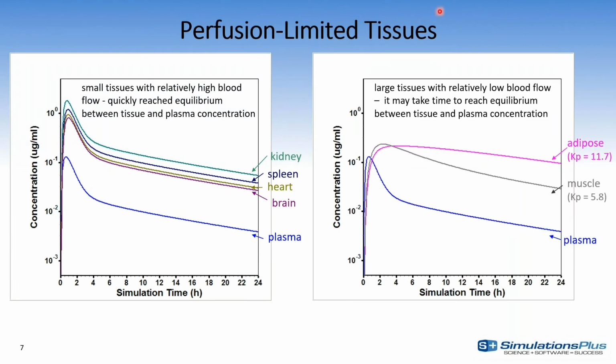Here are just some of the typical plots you will see from the perfusion-limited tissue. When you have a small tissue with a relatively high blood flow, you will see that these tissues quickly reach equilibrium with the plasma concentration. But when you have a relatively large tissue with a slow blood flow rate, it usually takes longer for this tissue to achieve equilibrium with the plasma concentration. Adipose and muscles are two of the examples here.